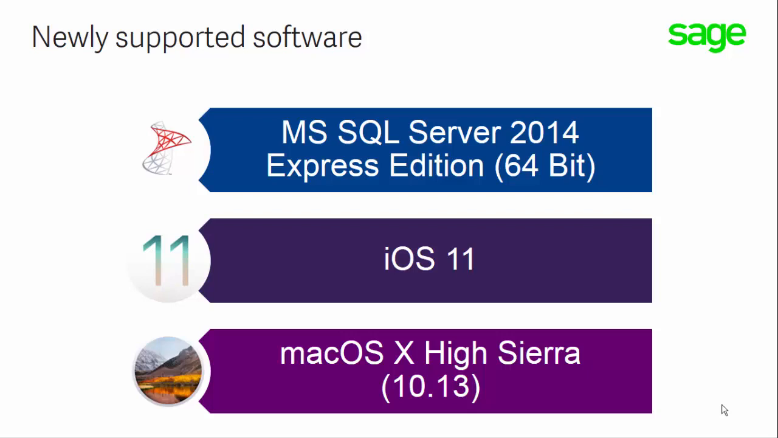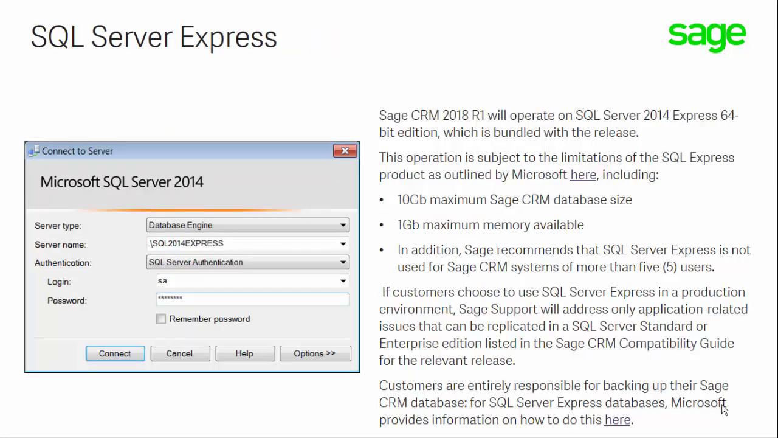Importantly, we've added support for iOS 11 to our mobile solution and Mac OS High Sierra, and we've also added support for MS SQL Server Express in a production environment, and that's for the 64-bit version. This support for SQL Server Express is very important. So Sage CRM 2018 R1 will operate on SQL Server 2014 Express 64 edition, which is bundled with the release.